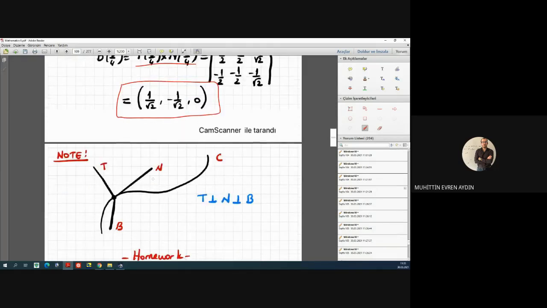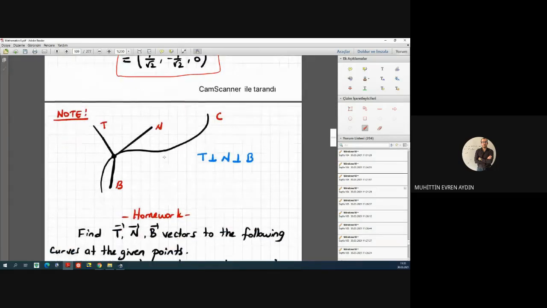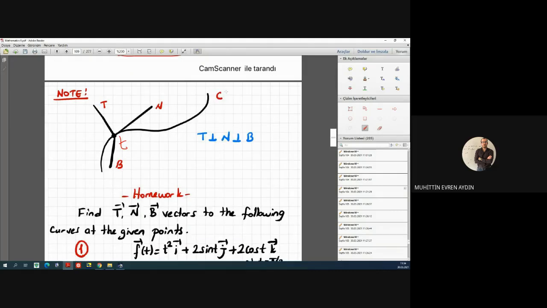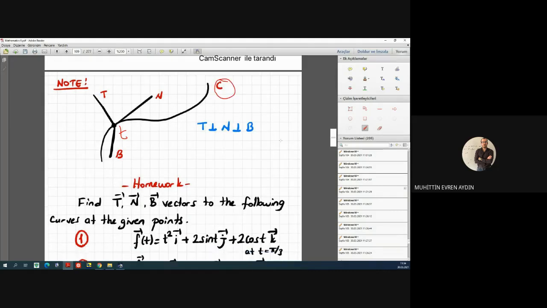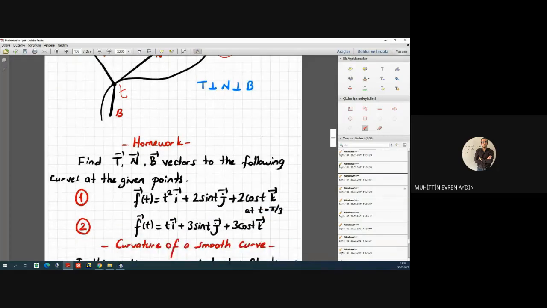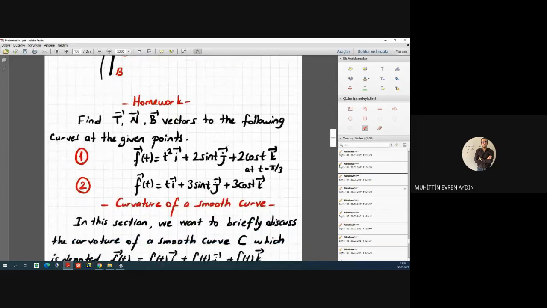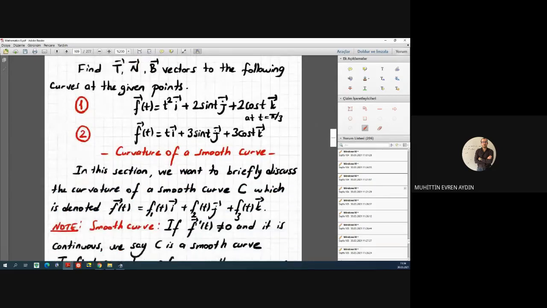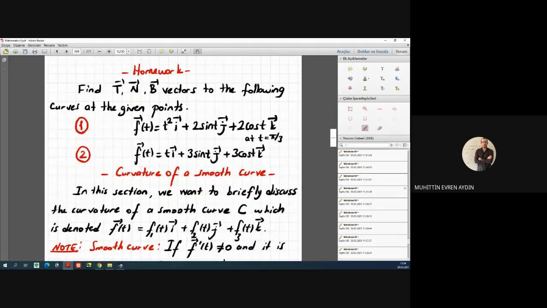Yes, geometrically you may see the vectors T, N and B situated at the point of the curve C. Yes, you may solve these problems by yourself.